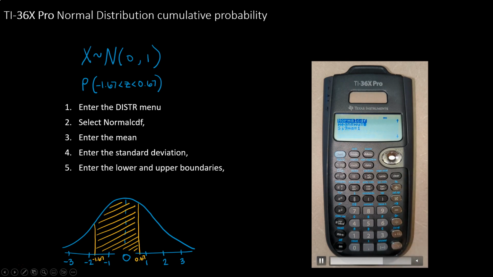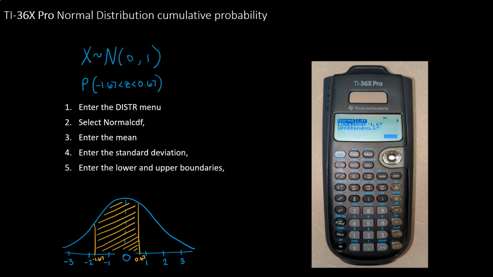I'll click Solve again, keeping my mean and standard deviation the same. This time I'm going to input the boundaries. The lower bound is how far left my area goes. The upper bound is how far right my area goes. So it's really useful to have a diagram here. Looking at the shaded area, I can see that the shaded area goes as far left as negative 1.67, so that's my lower bound, and the shaded area goes as far right as 0.67.